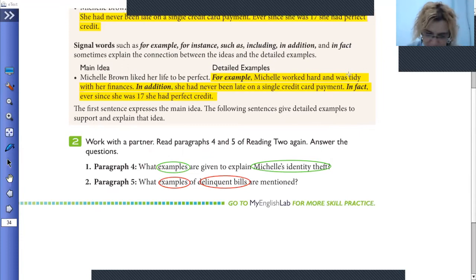Okay, I'm going to ask Ben. Good morning, Ben. Hi, Ben. Good morning. Good morning, Miss. Hi, can you answer the first one? What examples are given to explain Michelle's identity theft? That is in paragraph 4.